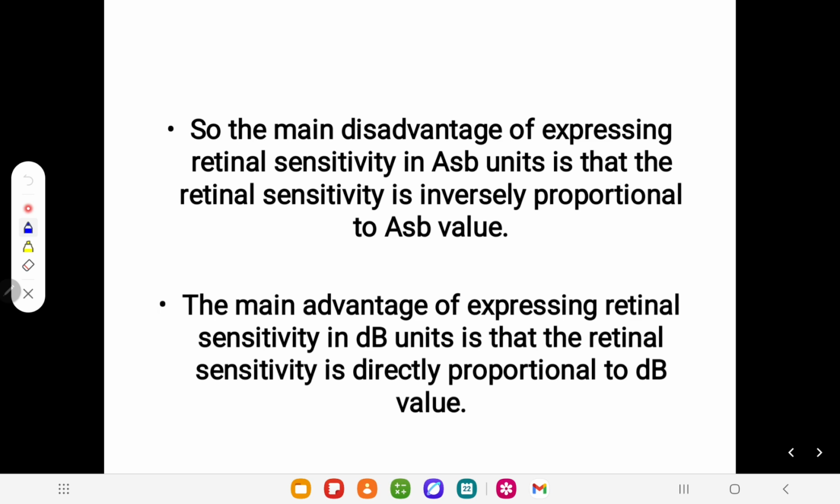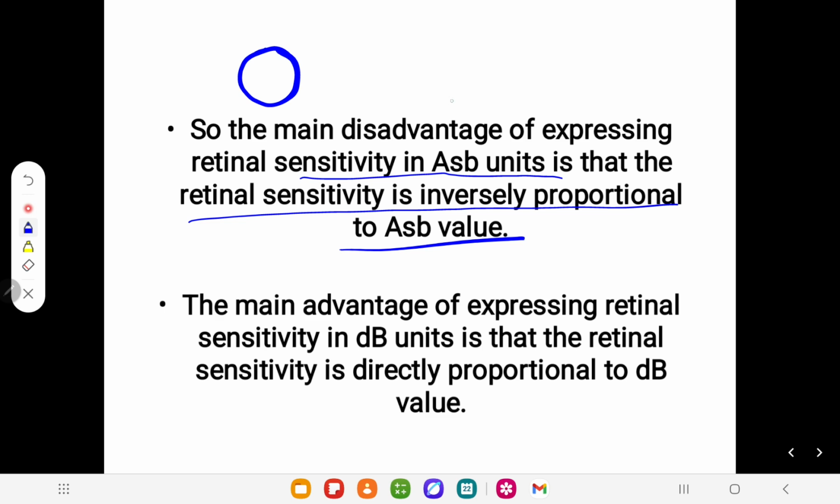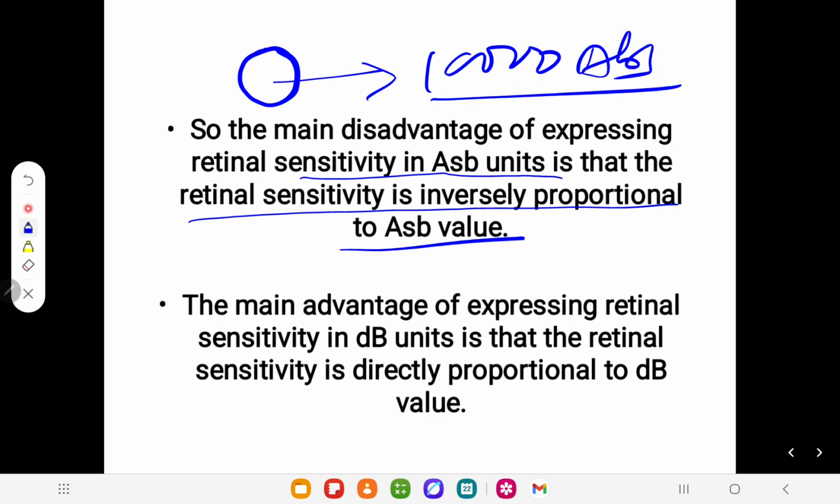So the main disadvantage of expressing retinal sensitivity in apostilb unit is that retinal sensitivity is inversely proportional to the apostilb value, isn't it? For example, if you talk about optic discs, then you have to write optic disc as 10,000 apostilb, and isn't it just inverse, that we have to think the higher the apostilb, the worse.